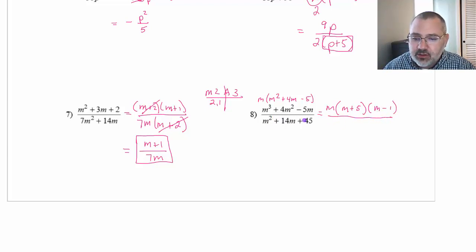On the bottom, what two numbers multiply to give you 45 and add up to give you 14? Those would be 9 and 5. So we have m plus 9 and m plus 5. I see I have this entire group of m plus 5 and m plus 5s that can cross out. Nothing else. This group can't cross out with this group. This group of an m can't cross out with this m because the m plus 9 is itself a group. So we have to write down what's left, or m times m minus 1 all over m plus 9.